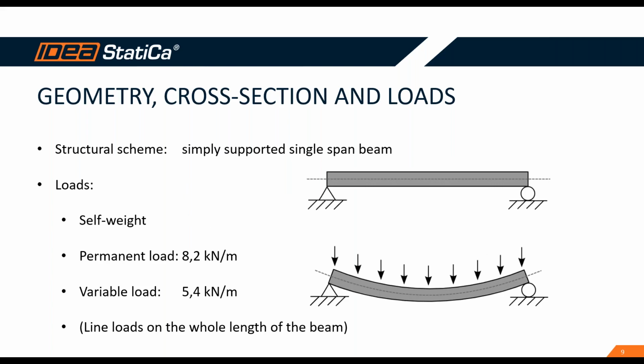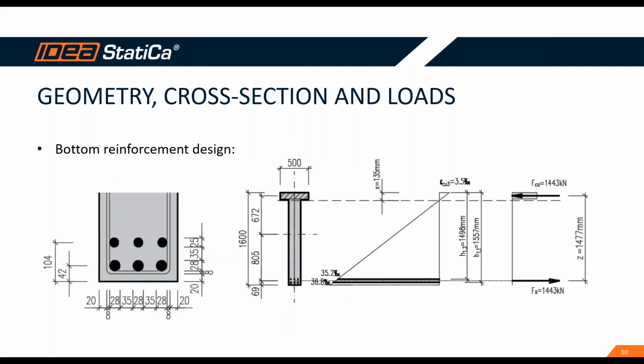As for the structural scheme, we are dealing with a simply supported single span beam, span length 24 meters. The loads that have to be considered are self-weight, permanent load, and variable load. All these loads are line loads on the whole length of the beam. As a first step, the engineer designed the bottom reinforcement using the well-known easy design method described in Eurocode, and he designed 6 longitudinal rebars at the bottom edge of the cross-section with 28 and 25 millimeter diameter, and provided a simple code check to see if the design was correct in this first step.